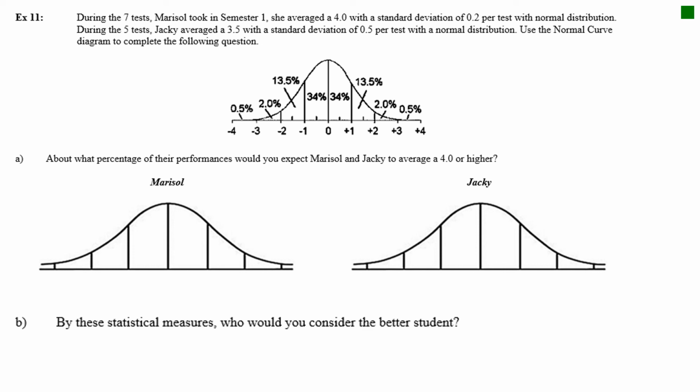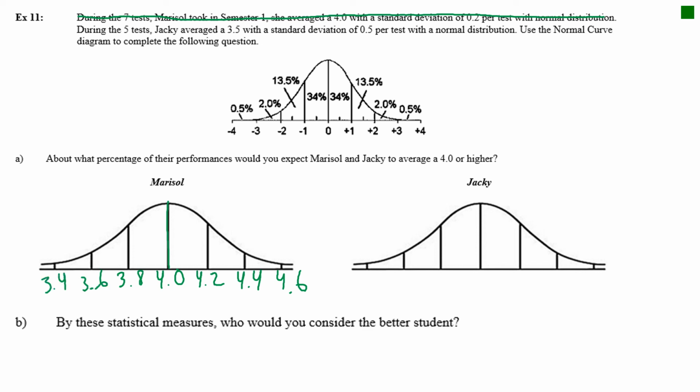Okay, so starting with Marissa, this is all the information about Marissa. The value in the middle should be our average, or Marissa's average, which is 4.0. And her standard deviation tells us what to go up by. So her standard deviation was 0.2. So going to the right, we're going to add 0.2. So this would be 4.2, 4.4, 4.6. Going in the opposite direction, we're going to subtract. So that makes this 3.8, 3.6, and 3.4.